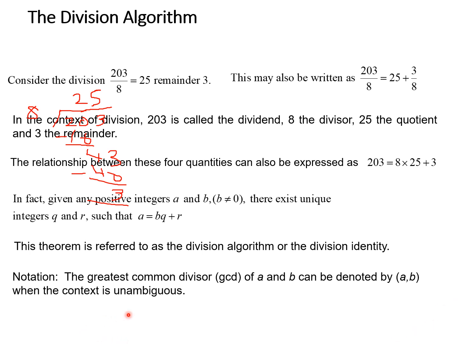Just bear in mind, you need to also revisit some terms like greatest common divisor. Okay, you can also write it in the form of bracket A, comma B, right? So A here will be 203, comma B here would be 8.